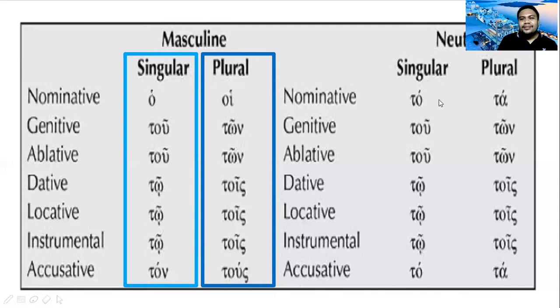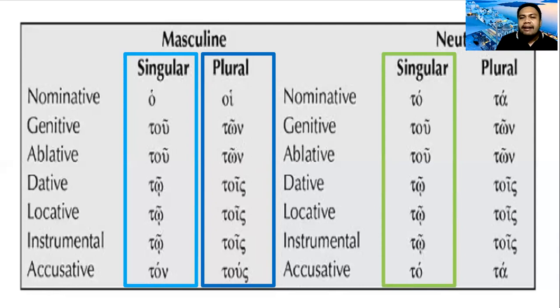All right. Let's proceed to the singular neuter form. So the neuter begins with a tau. So just add the tau and follow the endings, okay? So this time, let's read the nominative, to. Genitive and ablative is still the same as that of the masculine, tou. Dative, locative, and instrumental is also the same as the masculine, to, with iota subscript. And accusative is different, it's just to.